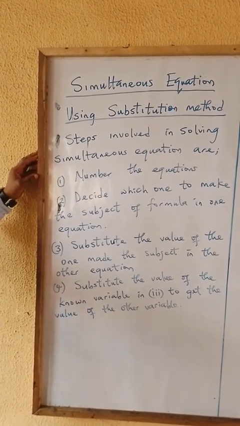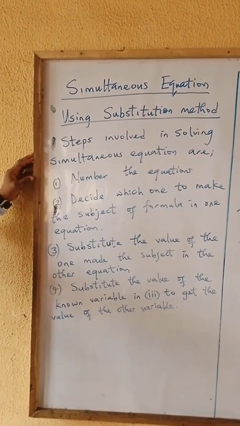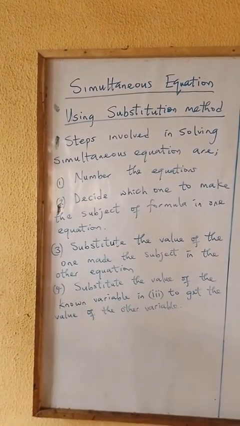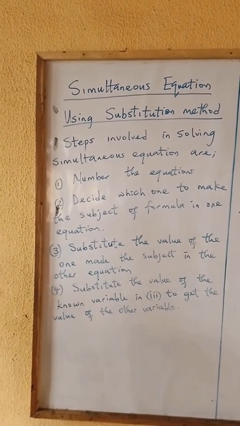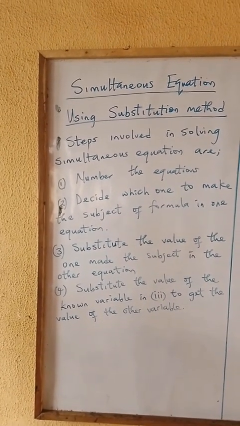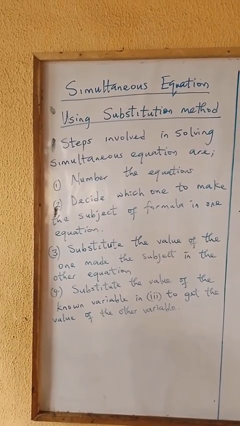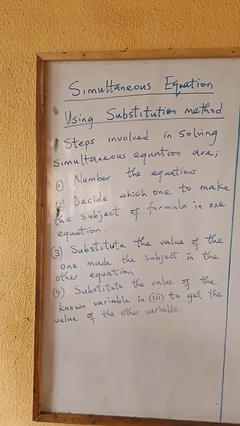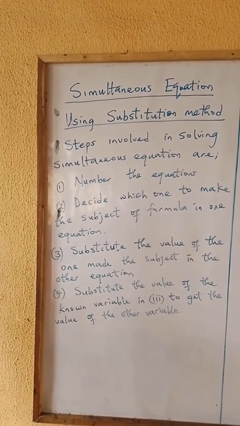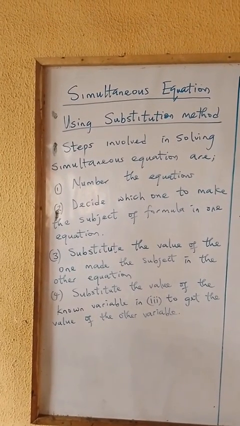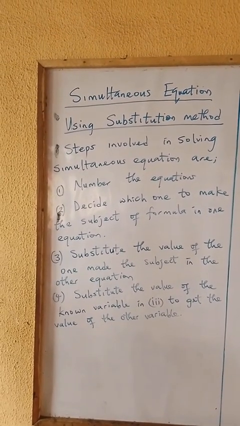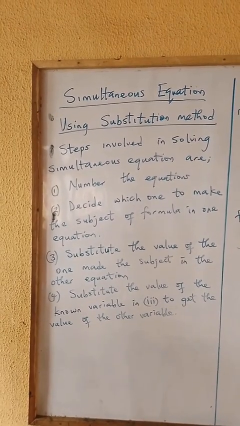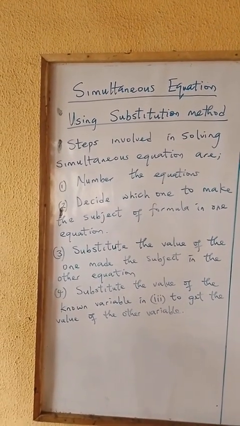Anytime you want to solve simultaneous equations using the substitution method, there are some steps you need to take. Number one is to number the equations. Number two is to decide which equation to use, and make one variable the subject of the formula. Number three is to substitute that into the other equation. Number four is to substitute the value of the known variable into any of the equations in order to get the exact value of the other variable.